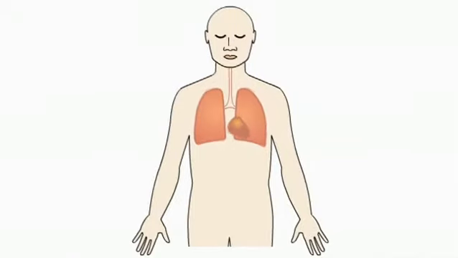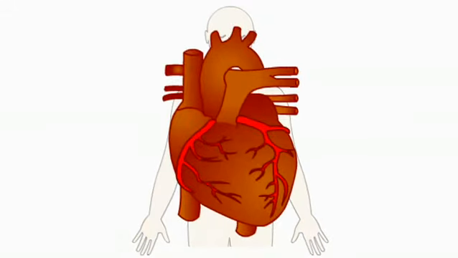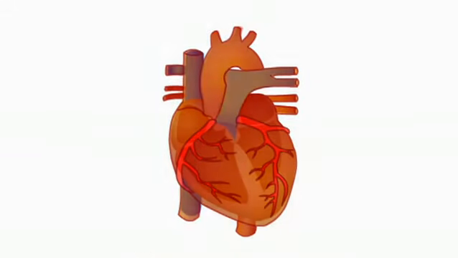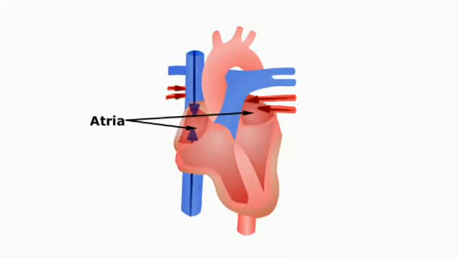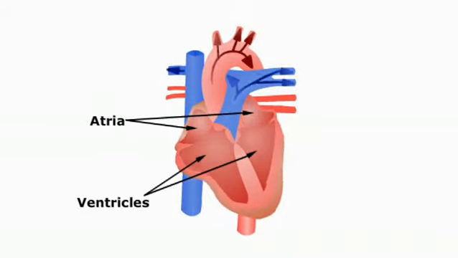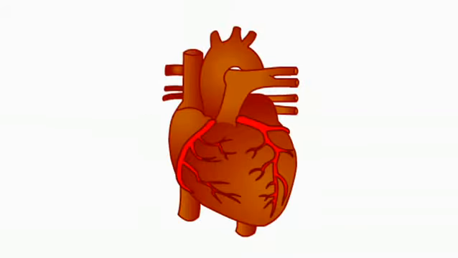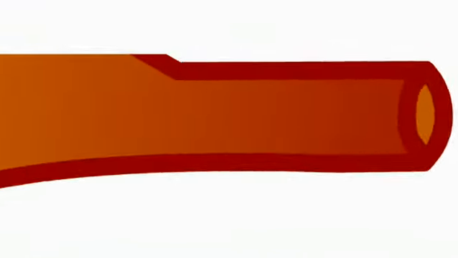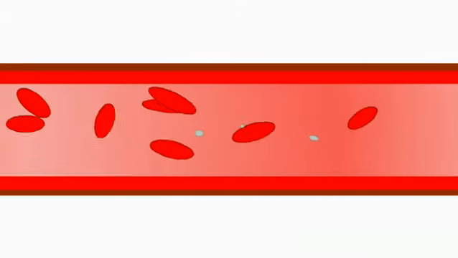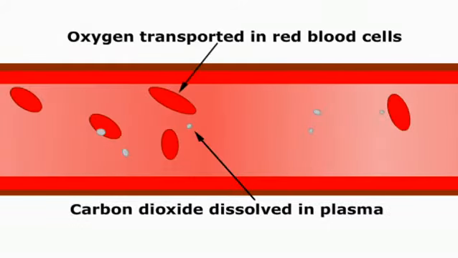The heart lies in the space between the lungs, which is called the mediastinum. It is approximately the size of a person's fist, and consists of 4 muscular chambers, 2 atria and 2 ventricles. The role of the heart is to pump blood around the body, enabling oxygen, nutrients and waste products to be transported to and from the different cells and organs.